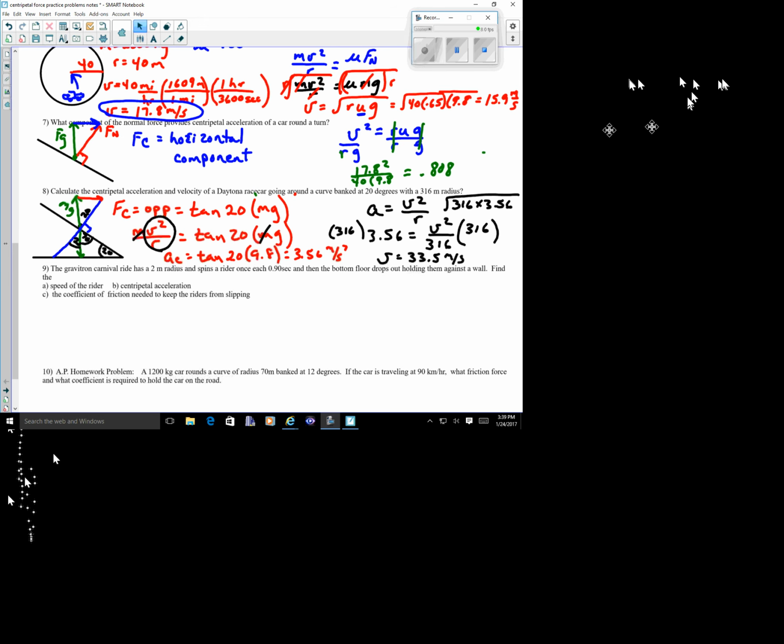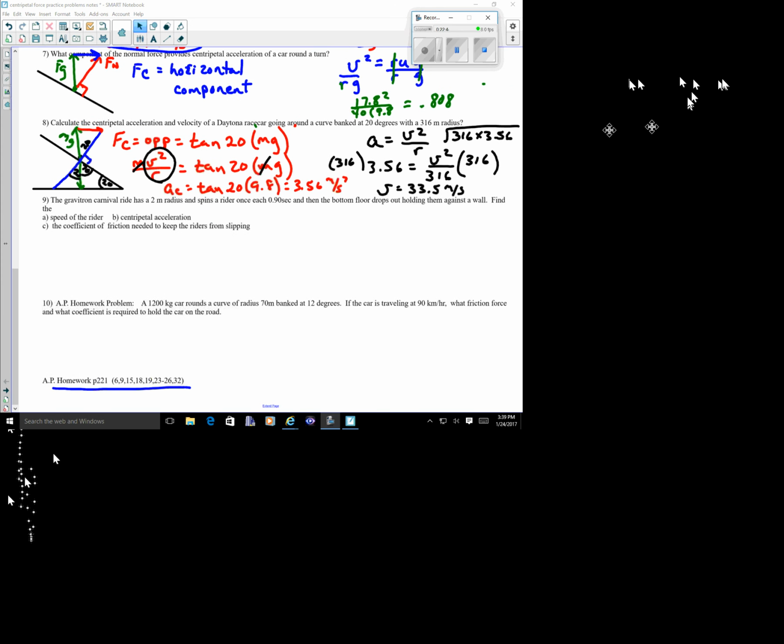On number 9 we have this Gravitron carnival ride, and I'm going to show you a movie of it in class. But basically, here is a wall, and you are standing up against the wall, and it starts going around in a circle, and you feel it push you out against that wall. And then the floor drops out, and you're just sort of pinned up against the wall, hovering there. Well, you're really not getting pushed out. The centripetal force is actually pushing you towards the center like this.